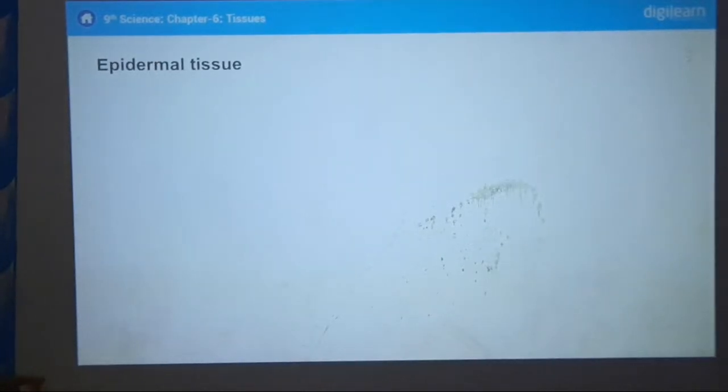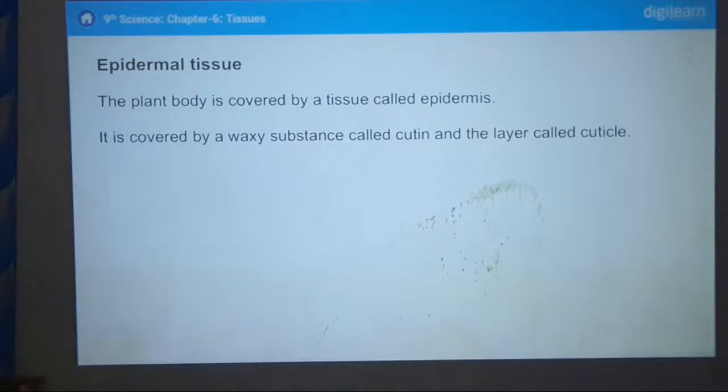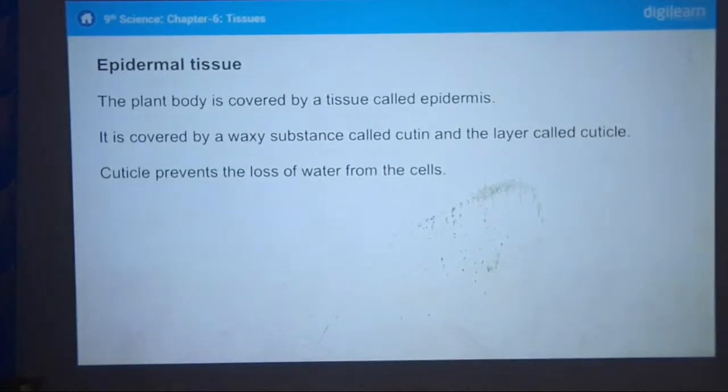Epidermal tissue. The plant body is covered by a tissue called epidermis. It is covered by a waxy substance called cutin and a layer called cuticle. Cuticle prevents the loss of water from the cells. Epidermis is a protective layer.